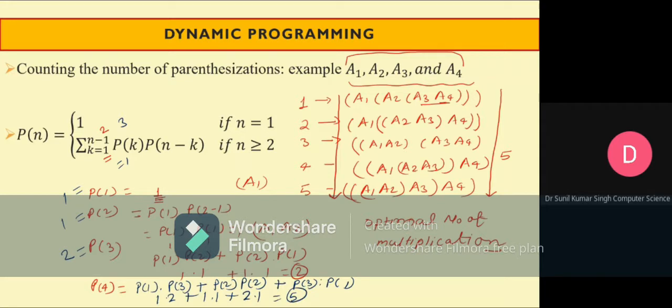So you can see this is the number of parenthesizations, and it can be computed with the help of this formula. Sometimes it can be asked that, suppose 10 matrices are given, and the question can be how many parenthesizations are possible, then you can compute it with the help of this formula. Now guys, let's move on to the next slide. I hope it is clear.